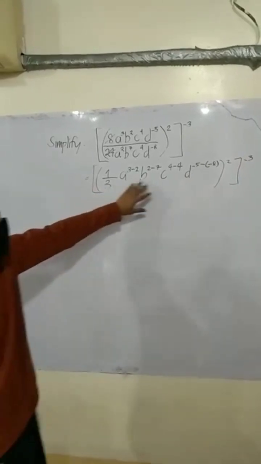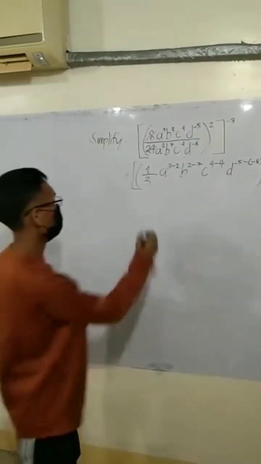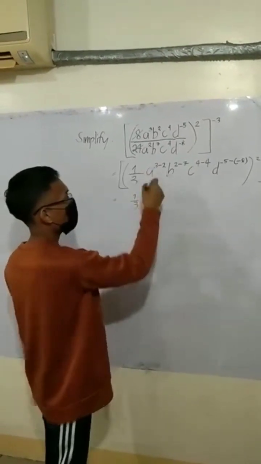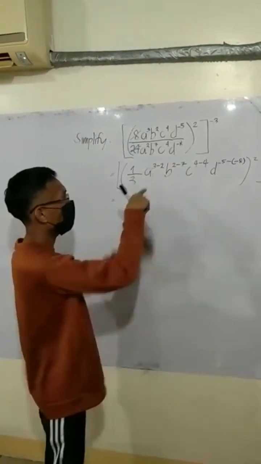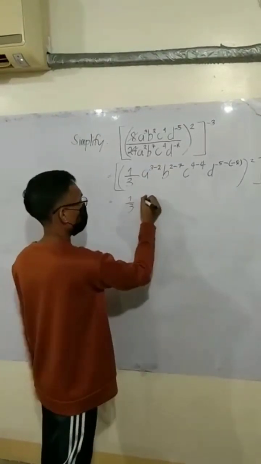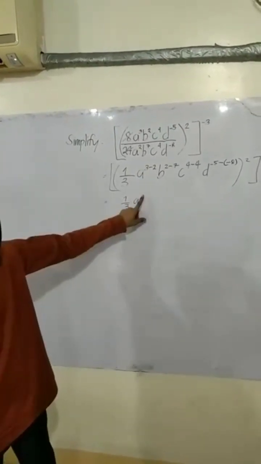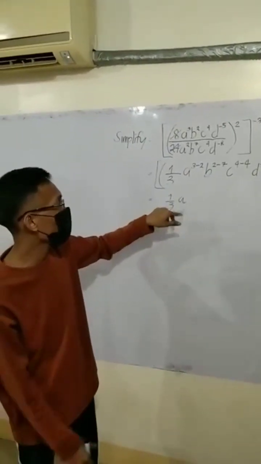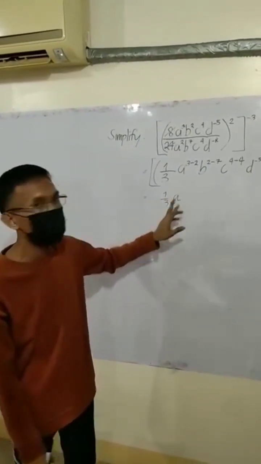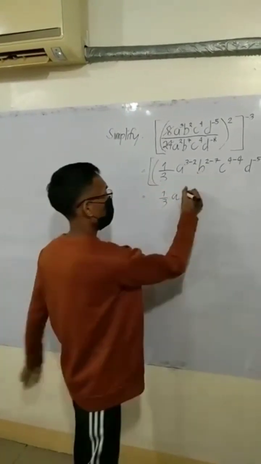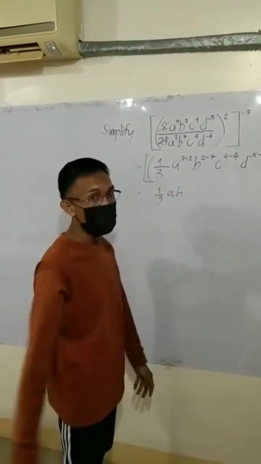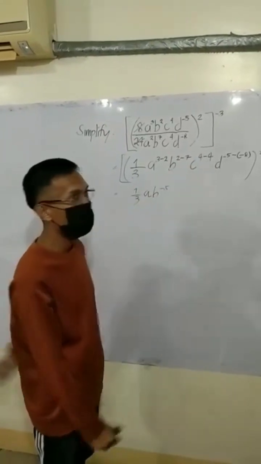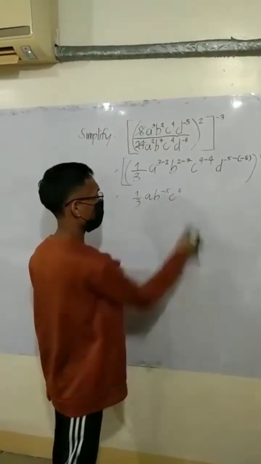Now we're going to simplify these variables first. So this becomes 1/3 a, 3 minus 2, that's 1. Of course, if the exponent is 1, we're not going to write that anymore. So this is a. We don't put the 1 because that is already understood. If there is no exponent in a given variable, the exponent is 1. And then b, 2 minus 7, that's -5. c, 4 minus 4, that's 0. So c raised to 0.